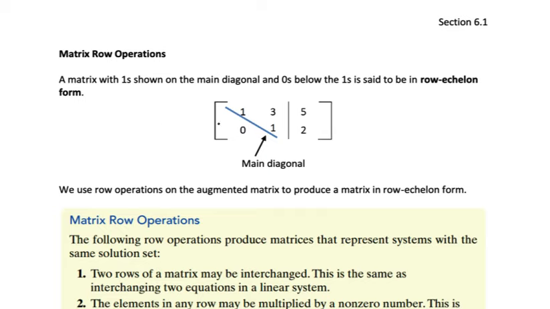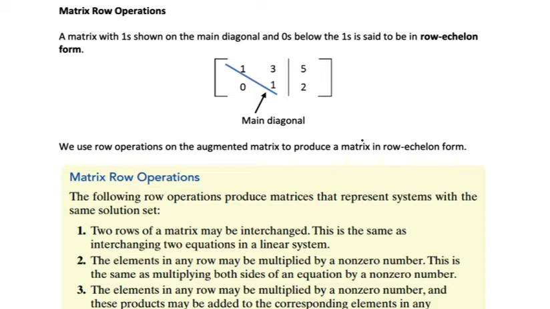Row echelon form means that we have ones along the main diagonal, which runs from the upper left corner of the matrix to the lower right corner. All of those numbers are ones. We have zeros below the main diagonal. So you see we have this 0 right here, and then other numbers above the main diagonal and to the right of the vertical line. Those can just be any number. So we're going to talk about how to use this to solve a system later on, but first we're going to talk about what the row operations are that you can use to put a matrix into row echelon form.